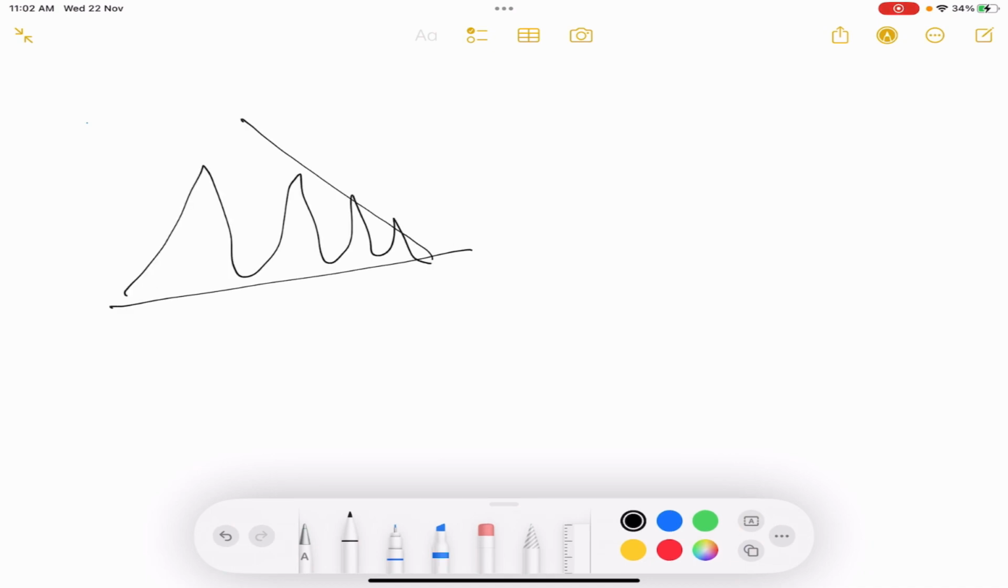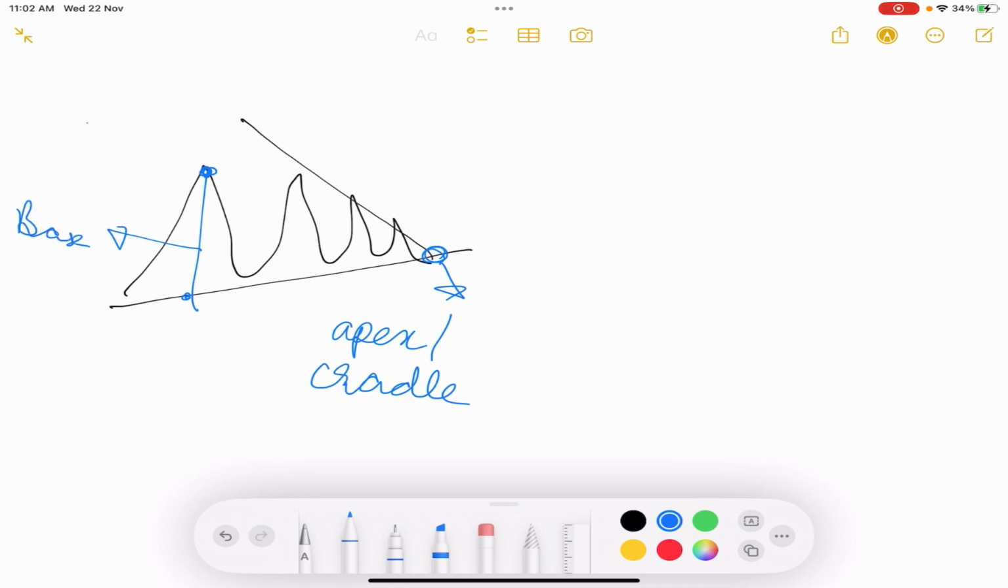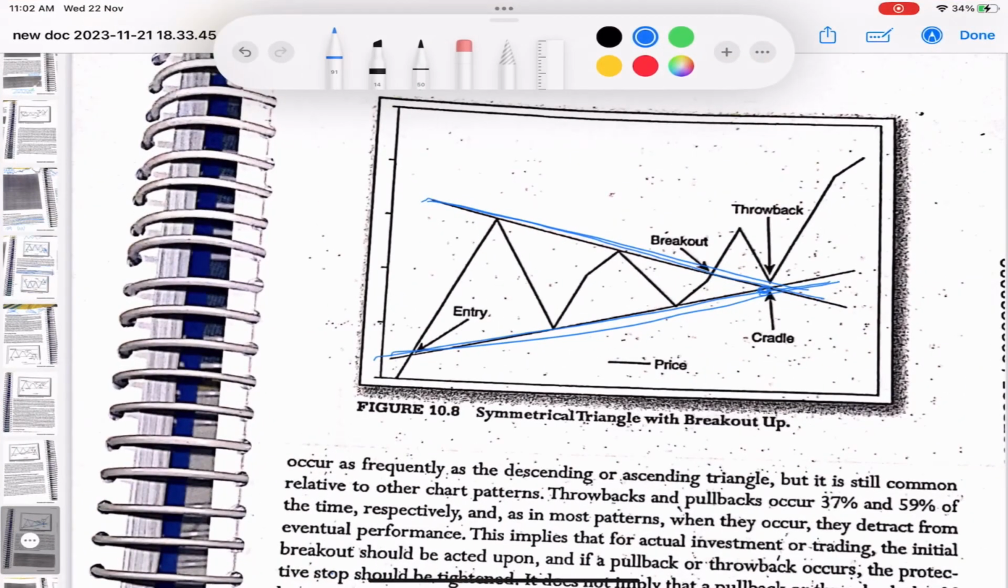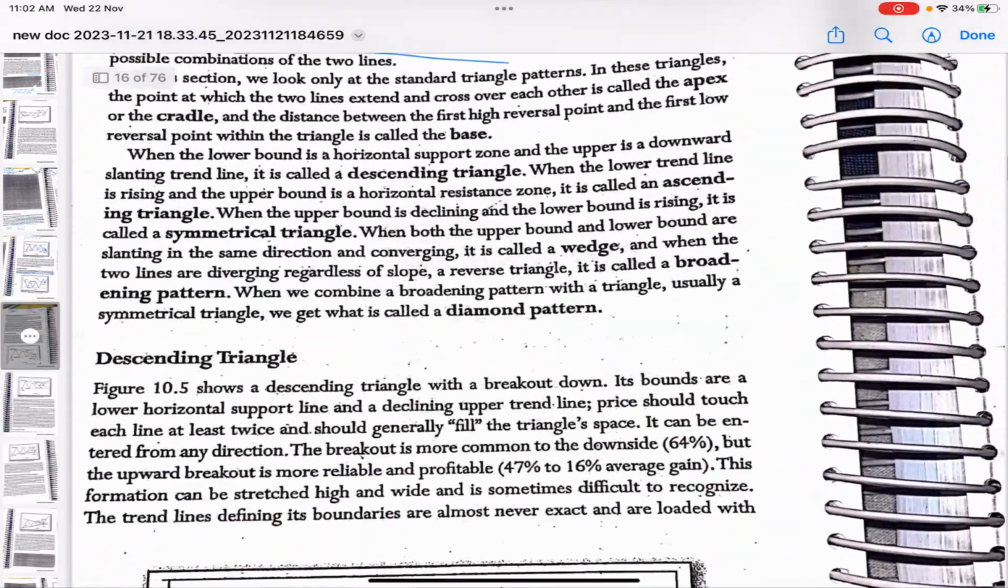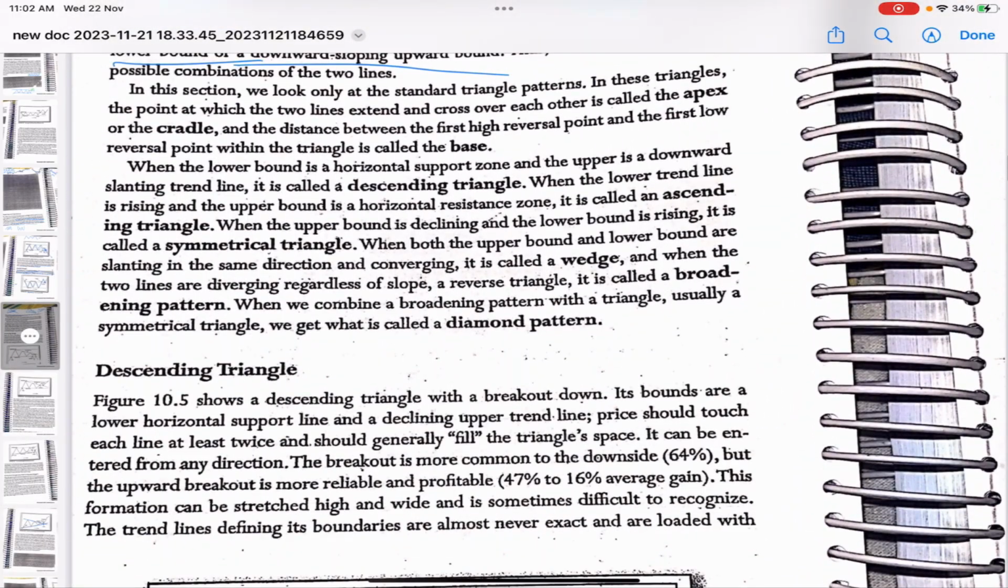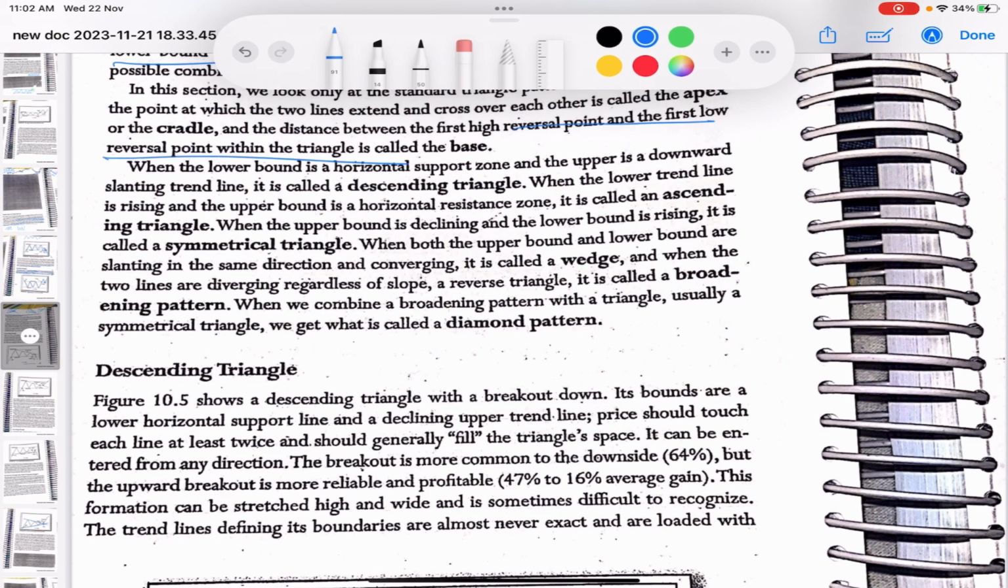So this is how my triangle is. At this point where both these lines meet is known as apex or cradle. And what is known as the base? The first reversal point to this is known as the base. Keep that in mind, please. Alright. Reversal point, first low of the point.